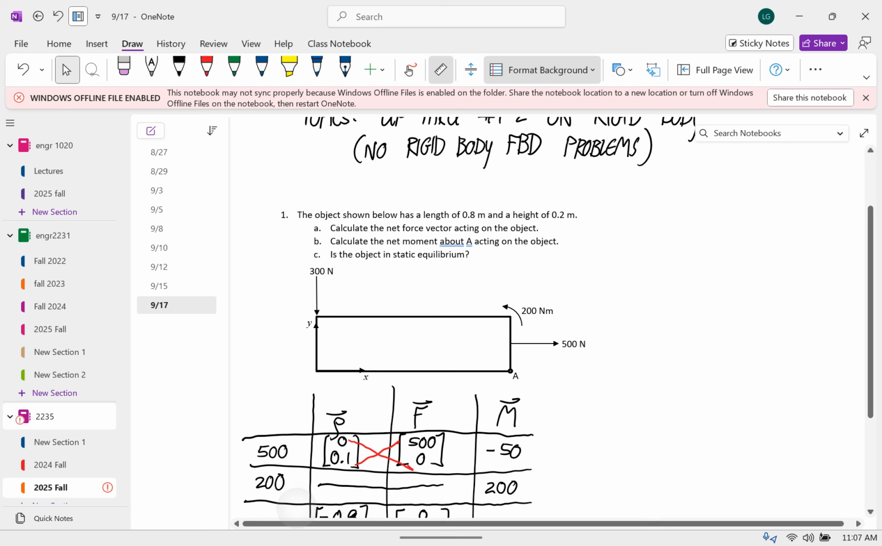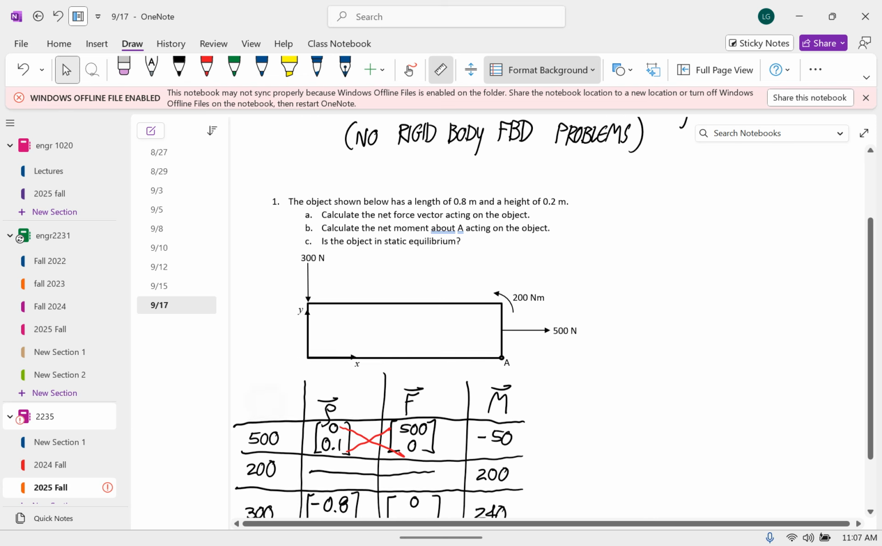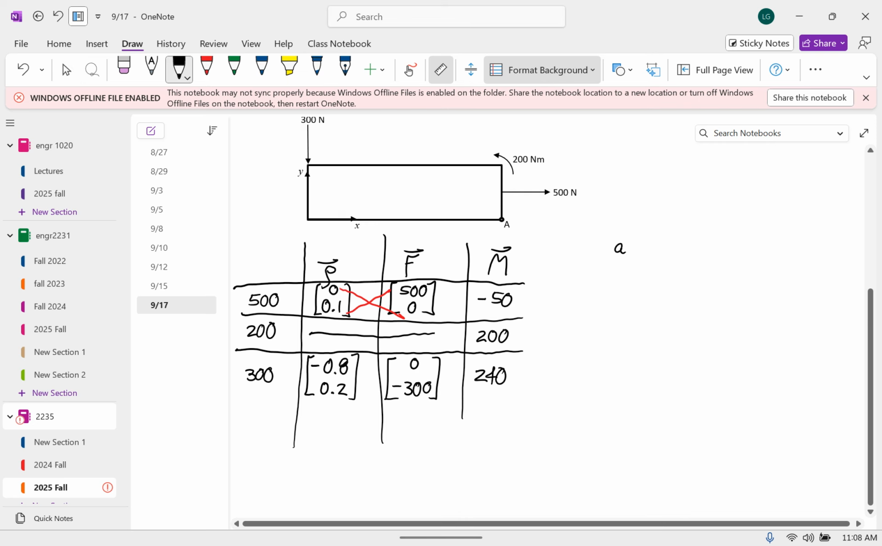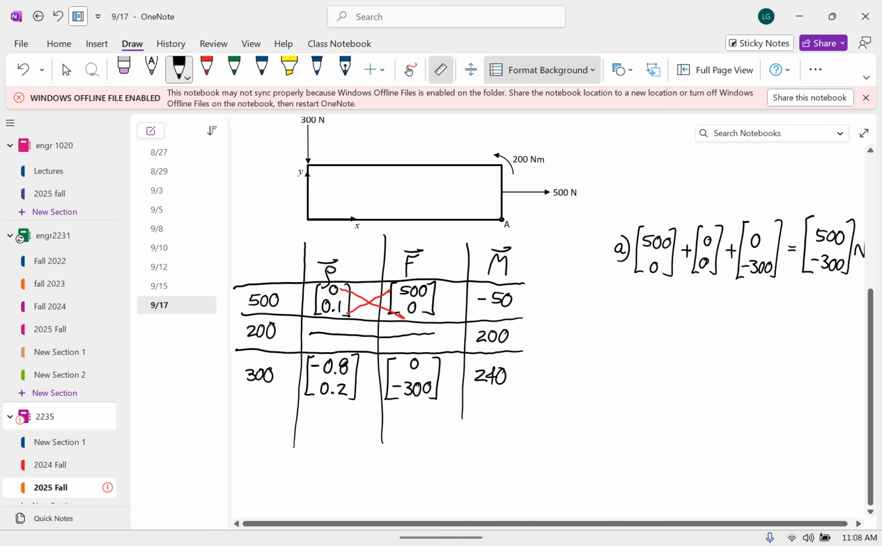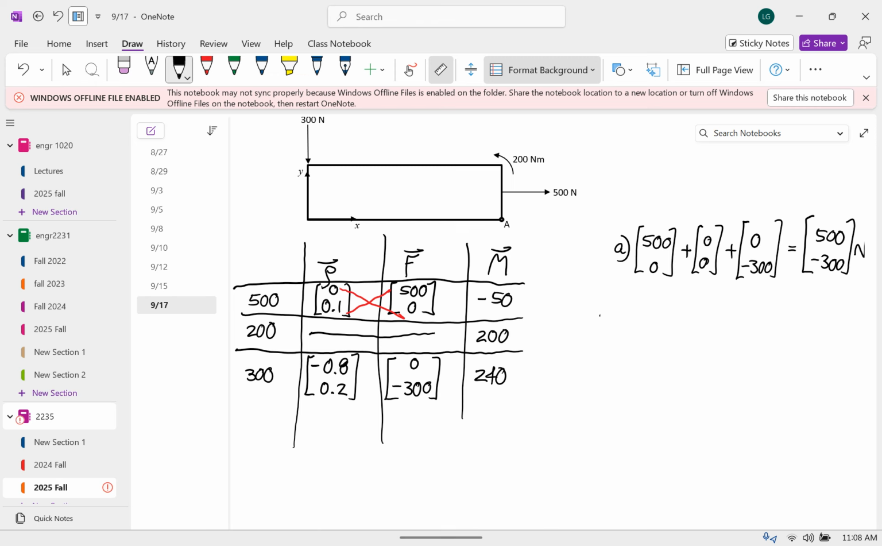So the first question it says is calculate the net force vector acting on the object. So the net force vector, add up all the forces in the force column, and you get, so I'll just put them all in here. So we got 500, 0, plus 0, 0, plus 0, negative 300 is 500, negative 300, and the units are newtons. Second, calculate the net moment vector. It says vector specifically, so I am going to put this in components, but the z component is going to be negative 50 plus 200 plus 240. So 440 minus 50 is 390.